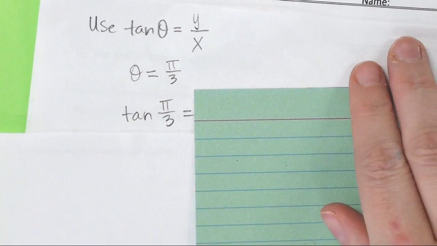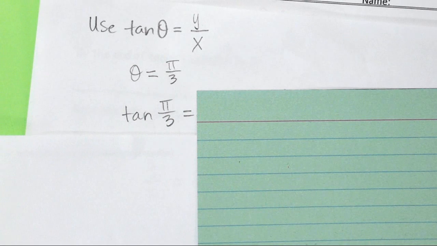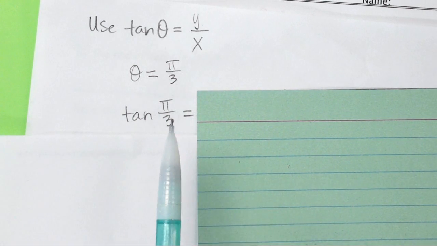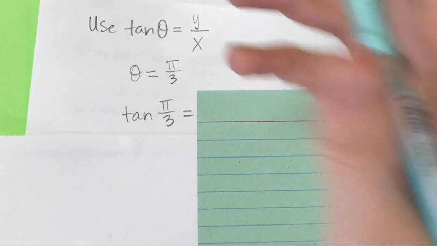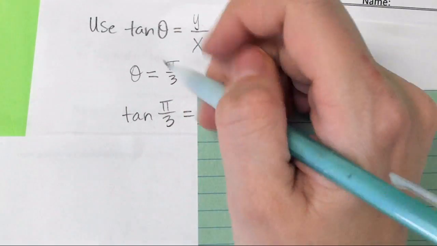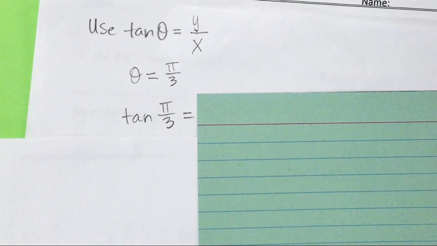So I would just have the tangent of pi over 3, and then I can find what this equals. So I just substituted pi over 3 in for my theta value. So if I go to my unit circle, Sophie, do you remember what the tangent of pi over 3 is on the unit circle?